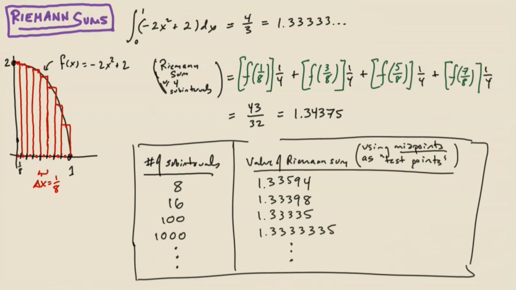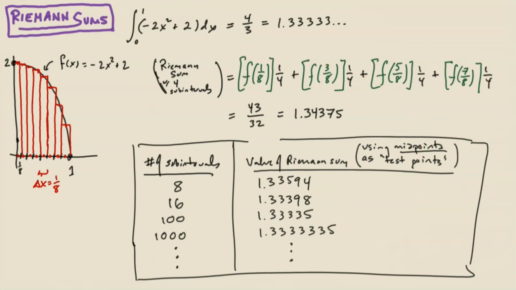And in fact, the idea is that each one of these Riemann sums is an approximation to the true value of this integral, and as the number of subintervals gets larger, that Riemann sum approximation gets better and better. In the limit, as the number of subintervals goes to infinity, the value of the Riemann sum goes, of course, to the value of the integral itself.